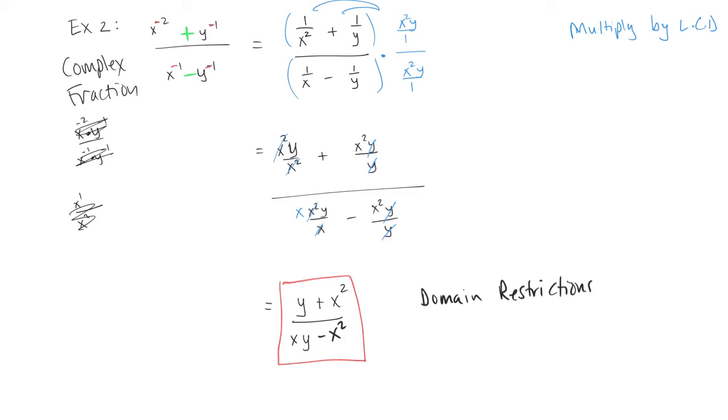So x cannot equal 0. We're just looking for any place where there could be a 0 in a denominator. So right here, x cannot equal 0, and also in here, y cannot equal 0. And is there anything else? I think that's the main areas. Okay, so x cannot equal 0 and y cannot equal 0.